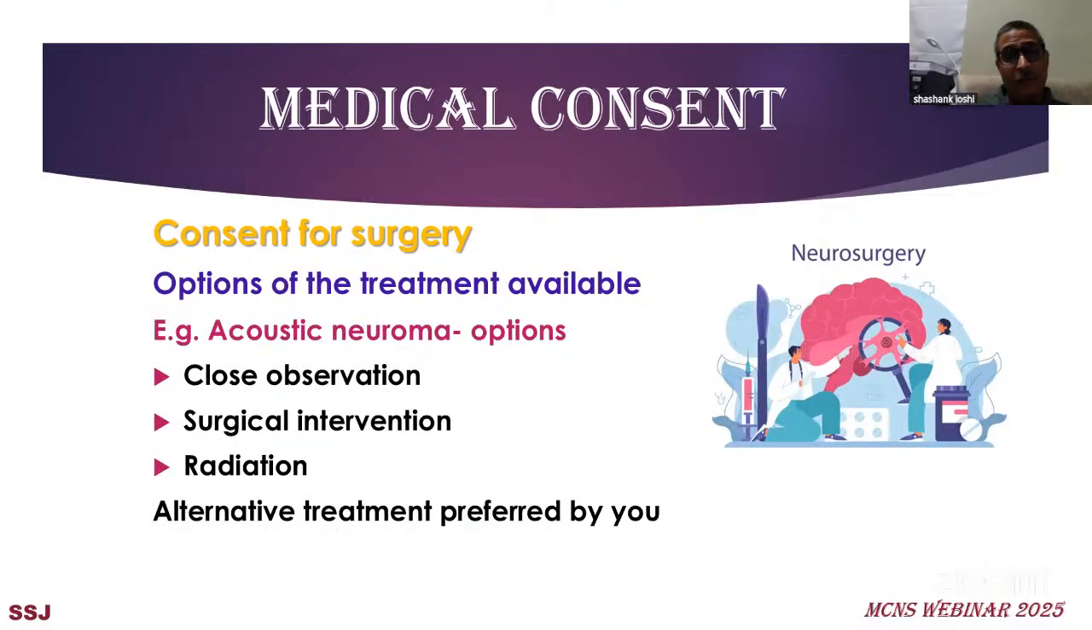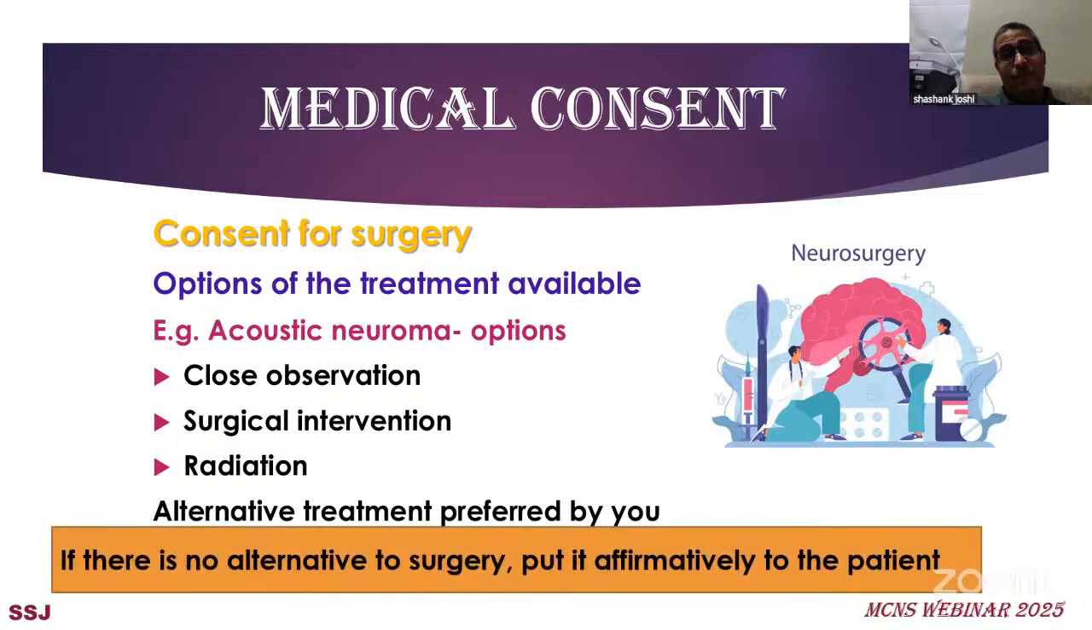Whenever we have various options of treatment for a disease, for example, acoustic neuroma, it depends upon the size and what the tumor is doing to the patient. But there are three options available: close observation, surgical intervention, and radiation. We have to explain what type of treatment we would like to offer, and at the same time explain the pros and cons of the other procedures. If there is no alternative to surgery, tell the patient firmly that there is no other option but to go ahead with the surgery.